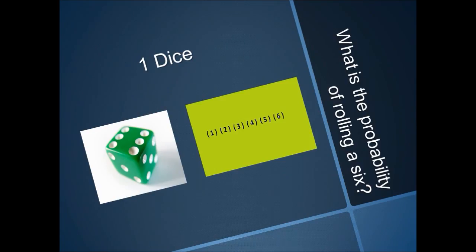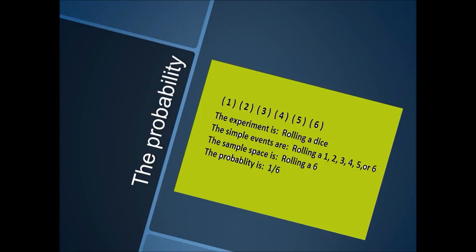For our first example, let's look at using one dice. What is the possibility of rolling a 6? There are only 6 ways to roll one dice. We want a 6, so the probability is 1 out of 6.